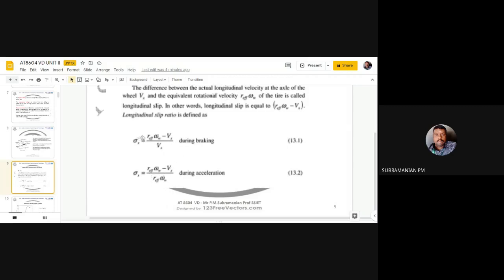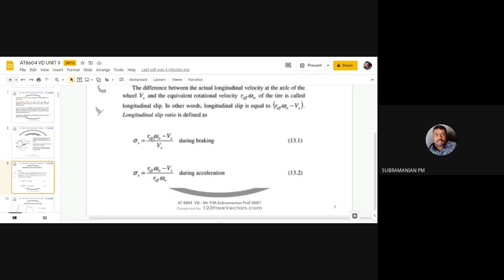When you are traveling in the vehicle and you are going to apply the brake, my input will be vx, I'll be having the linear velocity. So during braking, I am referring the slip ratio with reference to the linear velocity, that is vehicle velocity. Whereas during acceleration, my main criterion is that I am getting the power from the engine, so I am going for equivalent rotational velocity. So you have to understand.